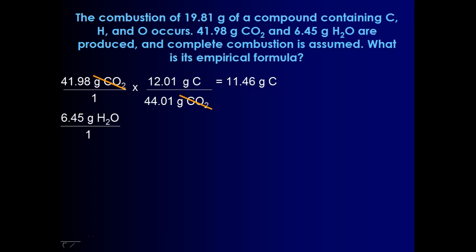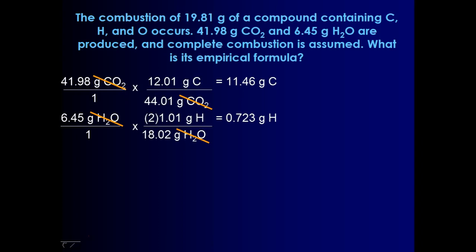I'm going to take the 6.45 grams of water. I'm going to go from the 18.02 grams of water to hydrogen by using 2.02 for the mass of the hydrogen atoms present in H2O, and that gives me that there are 0.723 grams of hydrogen present.